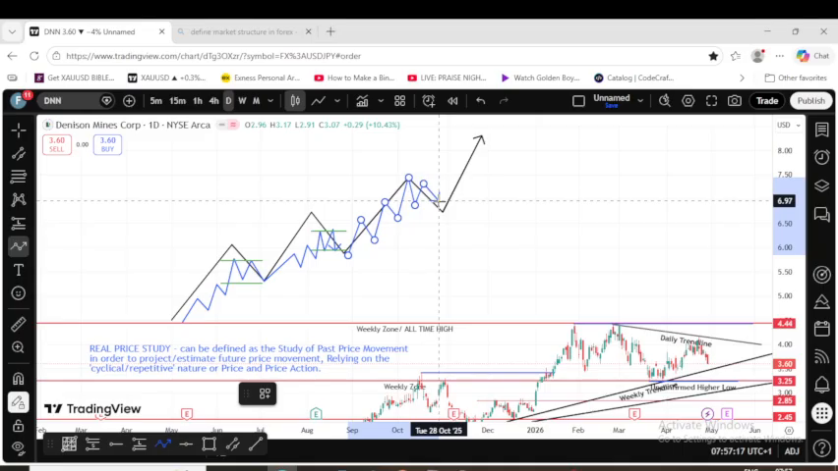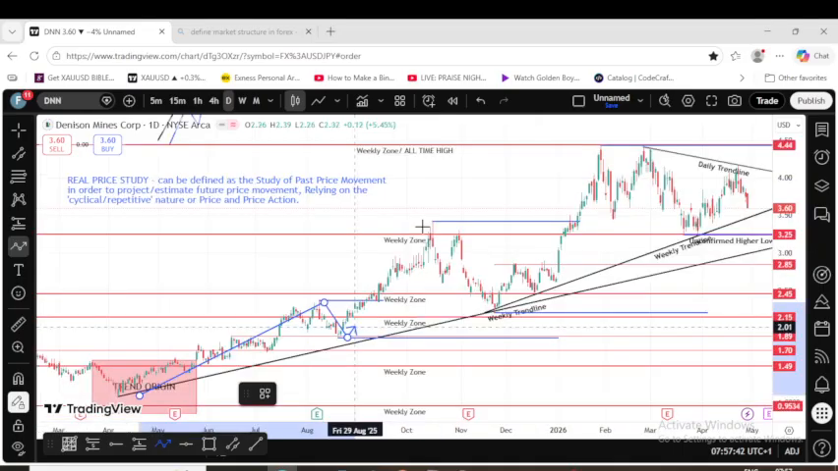Okay, so where are we? Price has currently gone from impulsive to correctional to impulsive to correctional to impulsive, and price is now in a correctional phase. So we're expecting the next move to be an impulsive phase, right?